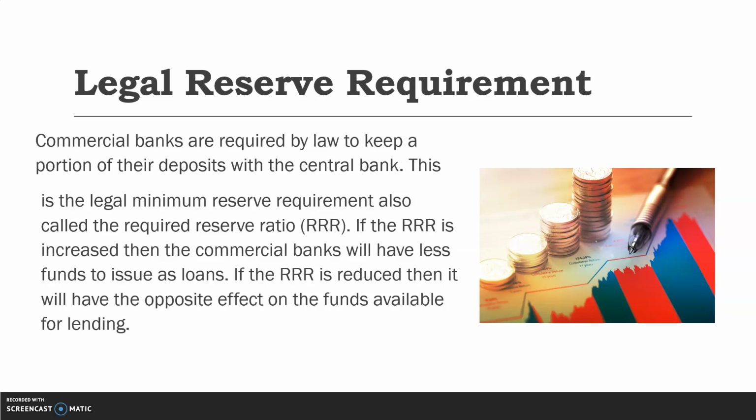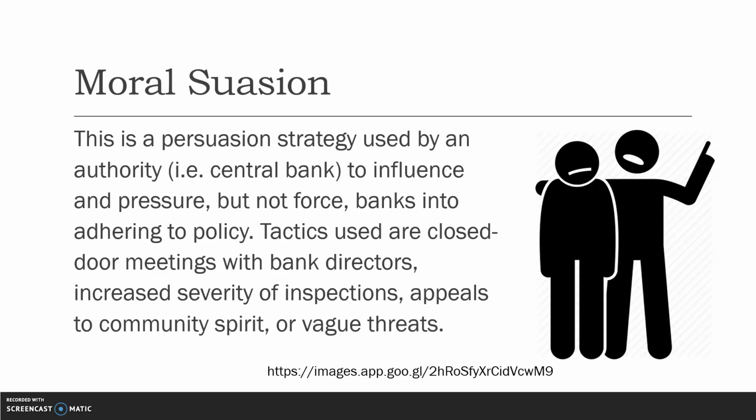The higher the reserve requirement, the lower the amount of money that the commercial banks would have to distribute as loans, and vice versa. So if the reserve requirement is lowered, the commercial banks have more money to give out as loans, and if it is higher, they have less money to give out. So a contractionary policy would be to increase the reserve requirement, and an expansionary policy would see a decrease in the reserve requirement.